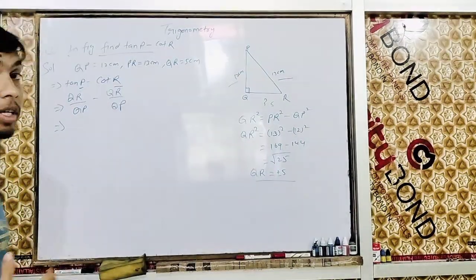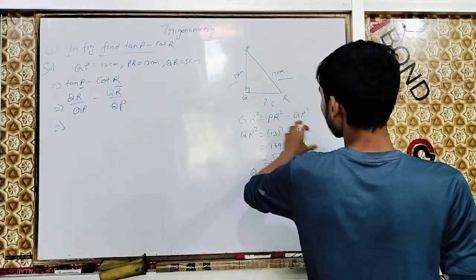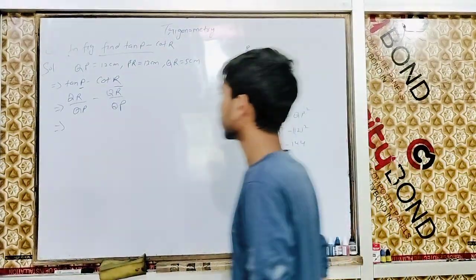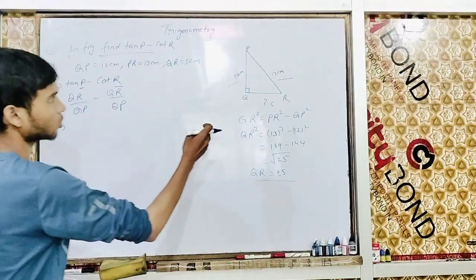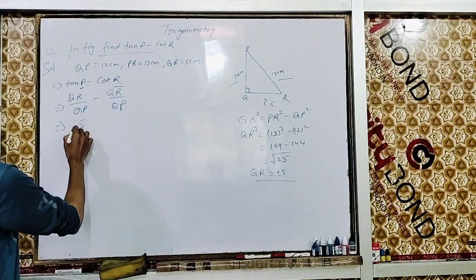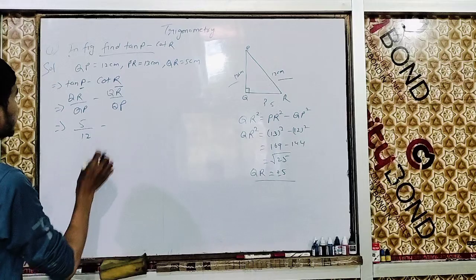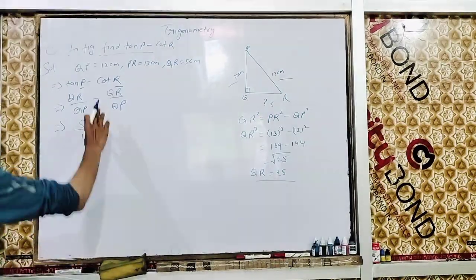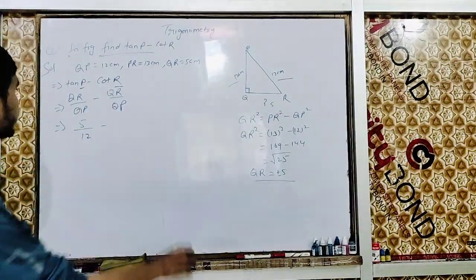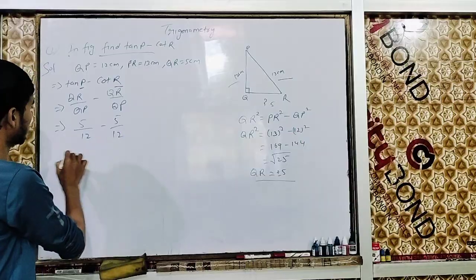Now we will have to substitute the values of QR and QP. So here, QR is how much? QR is 5 and QP is 12. Okay, till here this is correct. QR is 5 again, then QP is 12.